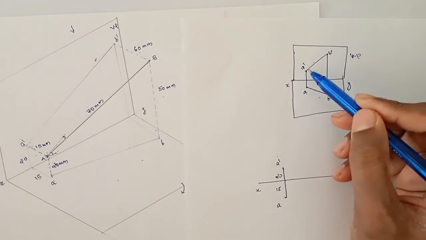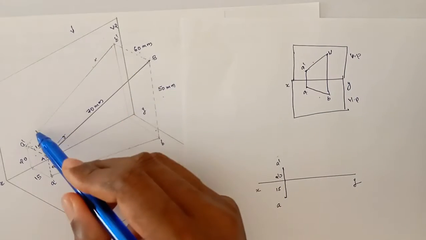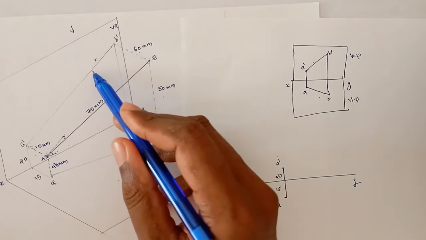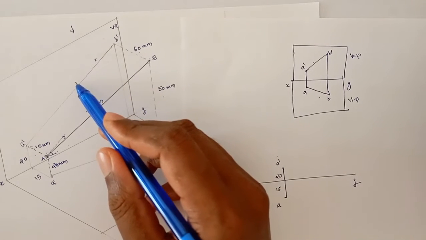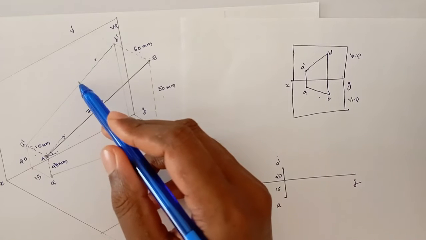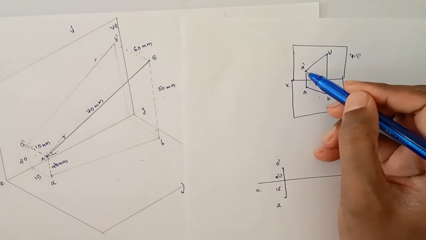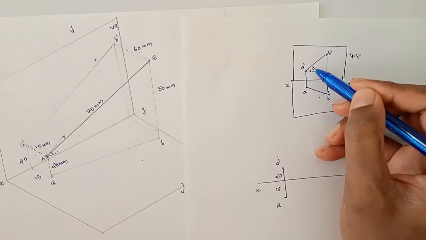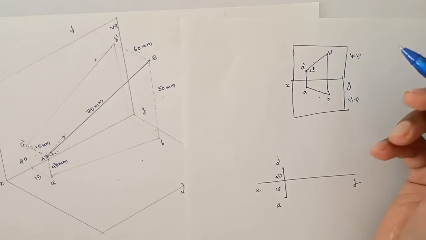Then what about this length? We need to find out this length. Is this length 70 mm? No, it's not 70 mm. It's less than 70 mm. Can you find out the distance? No, we don't have the distance. Do you have this angle? Do you know how much? What is this angle? No, we don't know the angle.